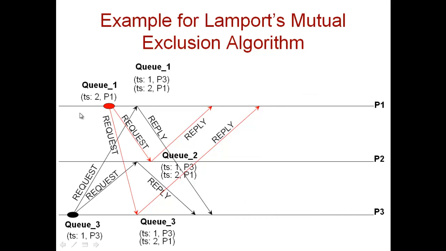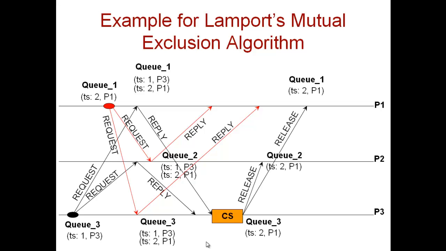But P1 has to send its reply message to P3 because P3's request timestamp is lower than P1's own request, and P3's request is in the front of the queue. So P1 has to send its reply to P3 as well as P2 has to send its reply to P3. So when P3 gets the reply messages from the other processes, and its own request is in the front of the queue, P3 can enter the critical section. And once it is done with the critical section, it can send out the release message to P1.